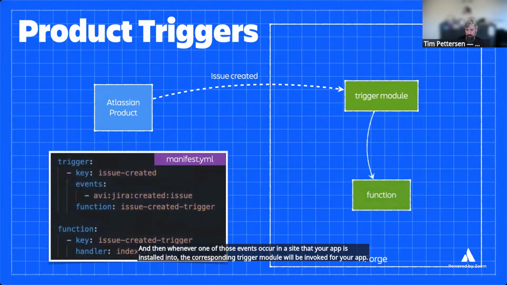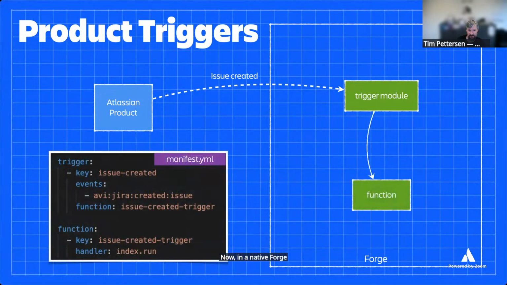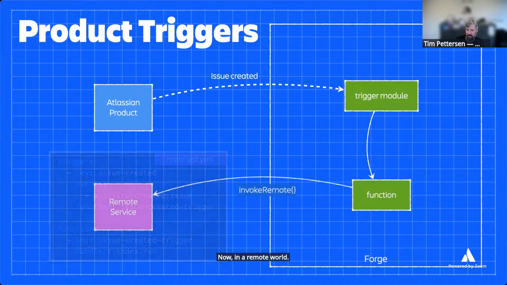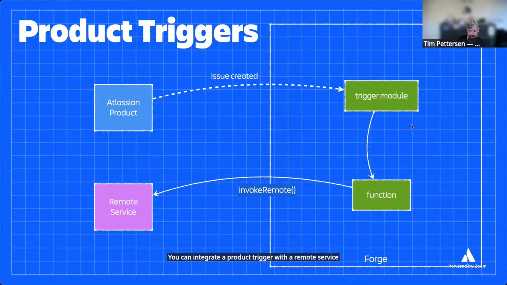Now, in a native Forge app, triggers are bound to functions, and we marshal up an event payload and some context, and then pass that as an argument to your function where you can process it using JavaScript. Now, in a remote world, you can integrate a product trigger with a remote service using that invoke remote function.